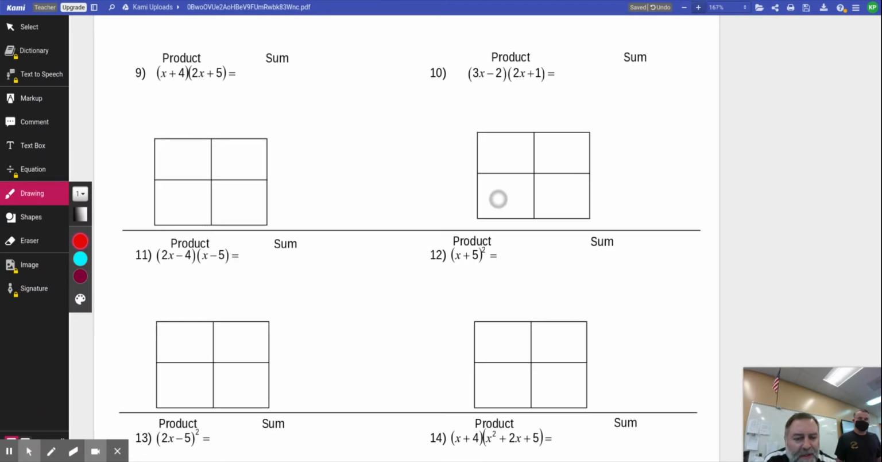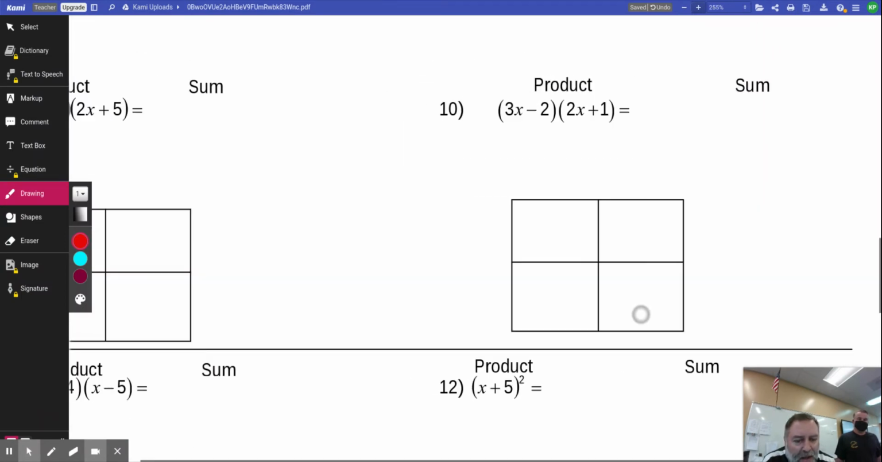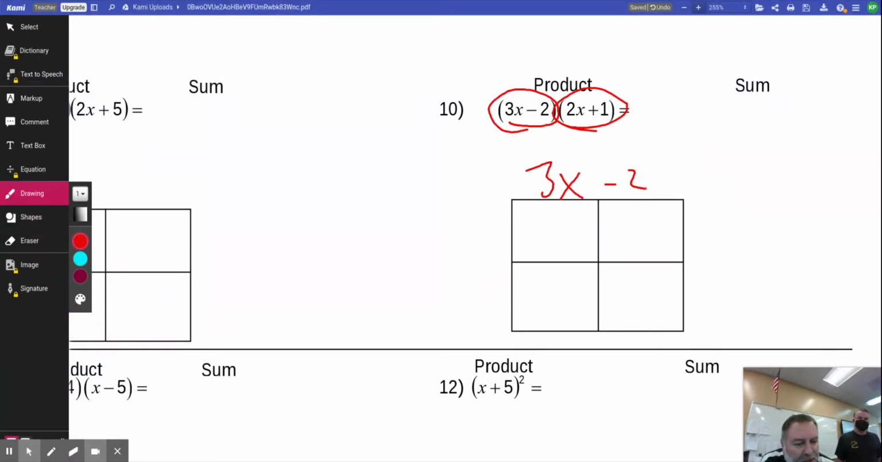The goal is to say, I want to multiply this guy times that guy. That's when we're multiplying binomials. So we got the 3x minus 2 is this side length. And I have the 2x plus 1 is this side length.